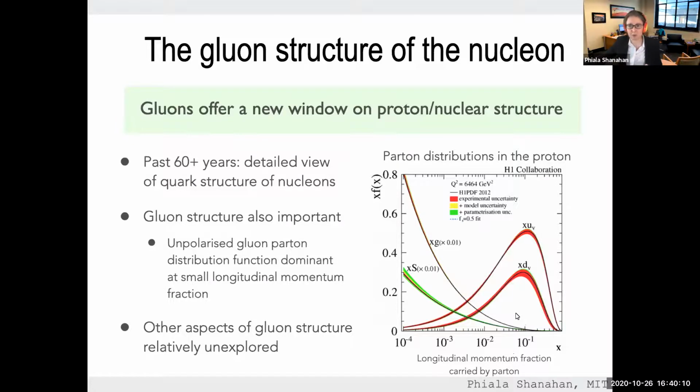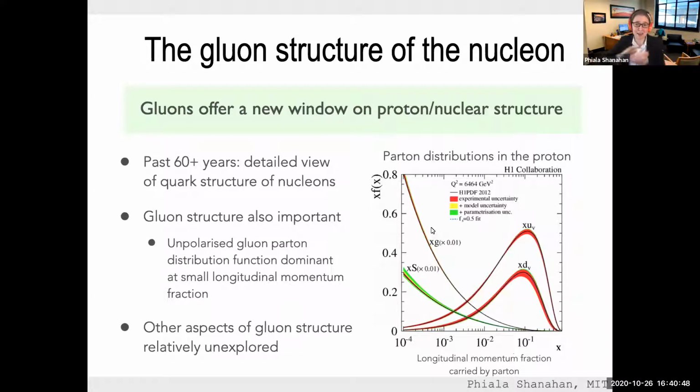Here's just one example. Here I'm showing the parton distribution functions in the proton. This f here is the number density of quarks or gluons of some flavor f, and x here is the longitudinal momentum fraction carried by that quark or gluon. So this plot is against that longitudinal momentum fraction. You see these distributions here for up and down quarks, for strange and charm quarks, and the gluon. And you see that the gluon is really dominant at these low longitudinal momentum fractions. So of course, the gluon's important.